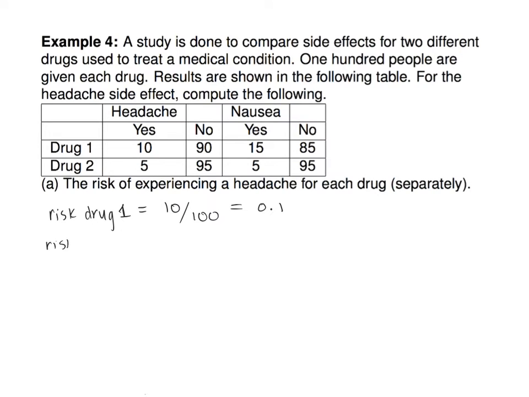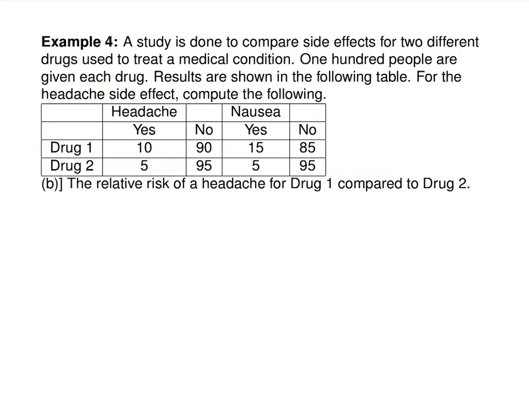And the risk for drug 2, in drug 2, only 5 people got a headache, also out of 100 total people taking drug 2. So that's just 5% or 0.05. Notice that we had to actually know that the rows totaled to 100. That wasn't given here, but it shouldn't be very hard to figure that out.